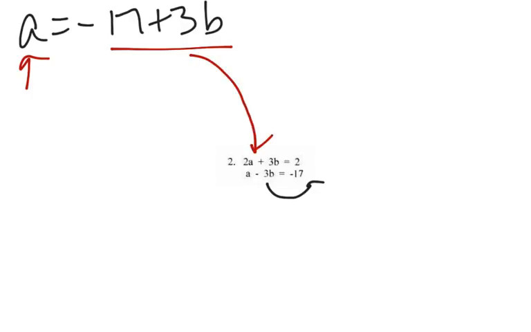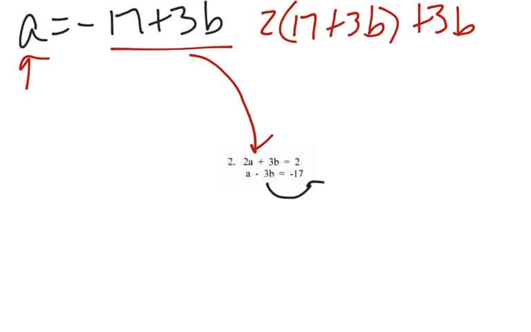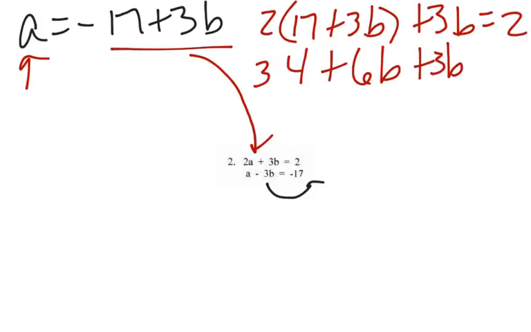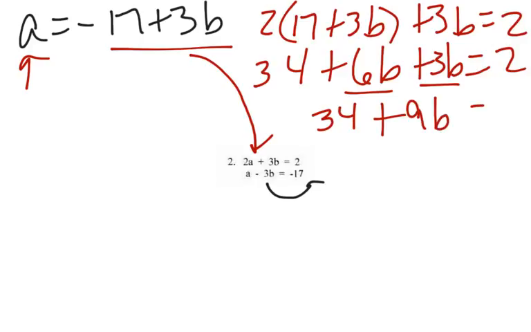Now, make sure you put it in parentheses because there's a 2 in front of that a. You're going to have 2 times negative 17 plus 3b. Then bring down the rest of your equation. Plus 3b equals 2. Distribute. 2 times 17 is 34. Plus 6b plus 3b equals 2. Combine your like terms. 34 plus 9b equals 2. Solving for b, so we're going to subtract 34.